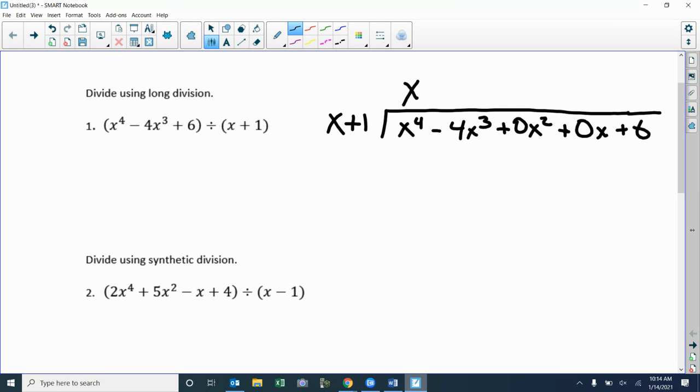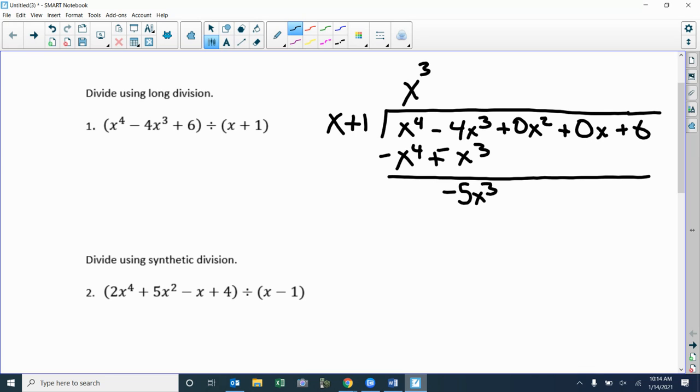I'm gonna multiply by x to the 3rd. That would give me x to the 4th. That would give me a positive x to the 3rd. Of course, these signs need to change, so that's gonna become negative, which will make a 0 here. That becomes negative, which gives me negative 5x cubed. Still have 0x squared, bringing down all the rest of this stuff.